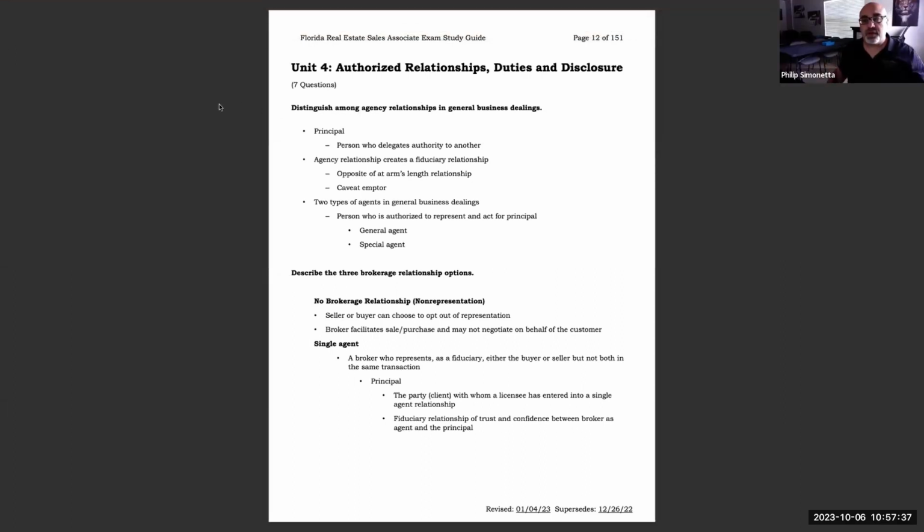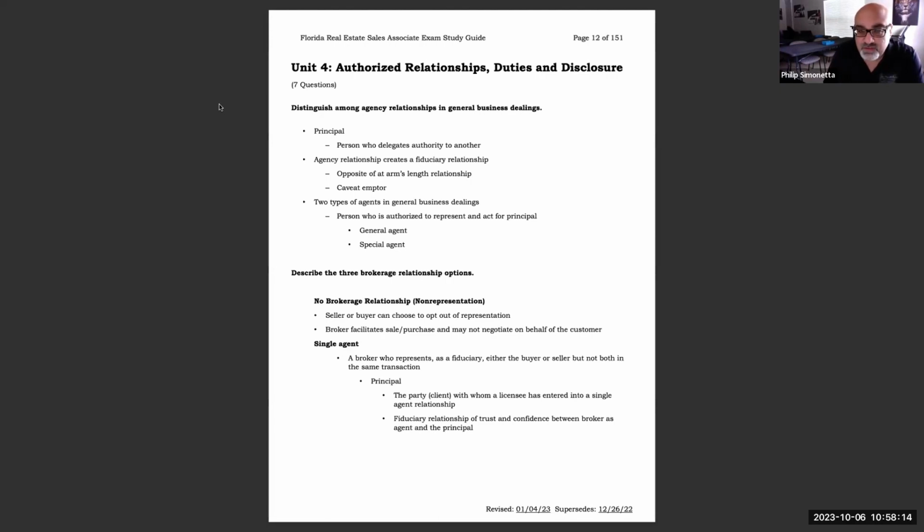Okay, now we are going to start unit 4, which is authorized relationships, duties, and disclosure. On your state exam, you're going to see about 7% of the questions, so you'll have about 7 questions from this unit. First of all, we want to distinguish among agency relationships in general business dealings. So you have a principal. The principal is who delegates authority to another. That's your seller, that's your buyer, right? They're delegating authority to you, right?